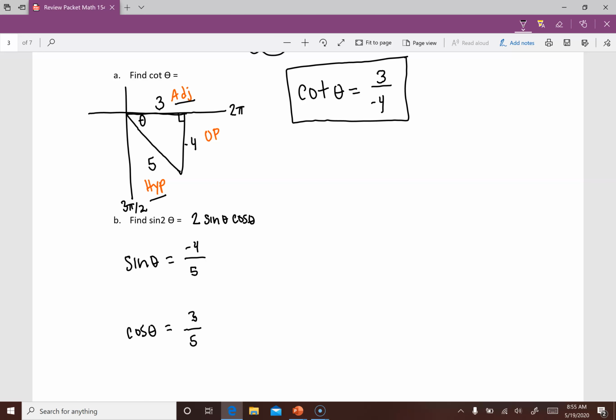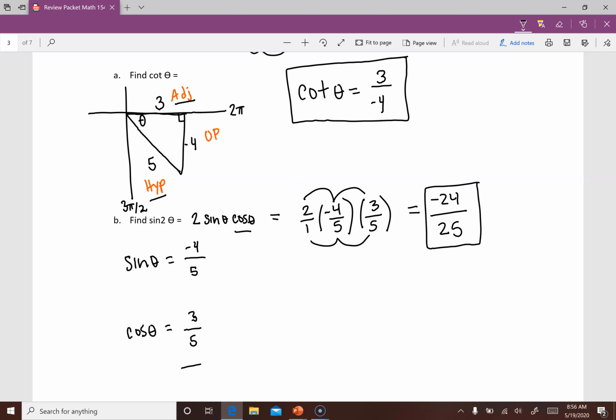All right, so filling that into our problem here, we've got 2, and then my sine theta is negative 4 over 5. And then my cosine of theta is 3 over 5. And then I like to rewrite my 2 as a 2 over 1, just helps me remember how to multiply my fractions. And to do this, I'm going to multiply straight across. I get 2 times negative 4 times 3, which is negative 24. And then 1 times 5 is, of course, 25.